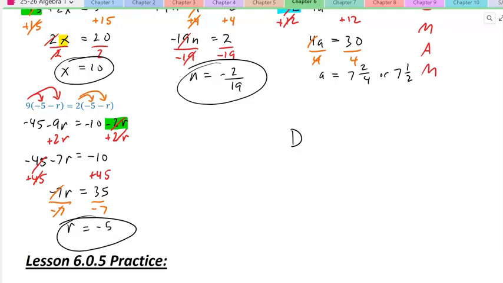So distribute, combine like terms, move variable terms from one side to the other, undo the addition or subtraction, undo the multiplication or division. Don't call me after midnight. All right, I apologize for the length of the video.